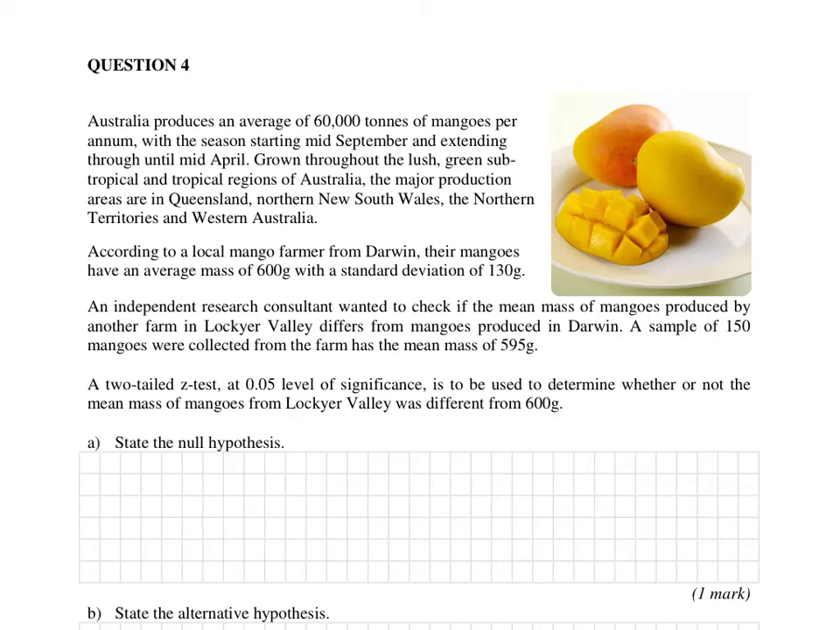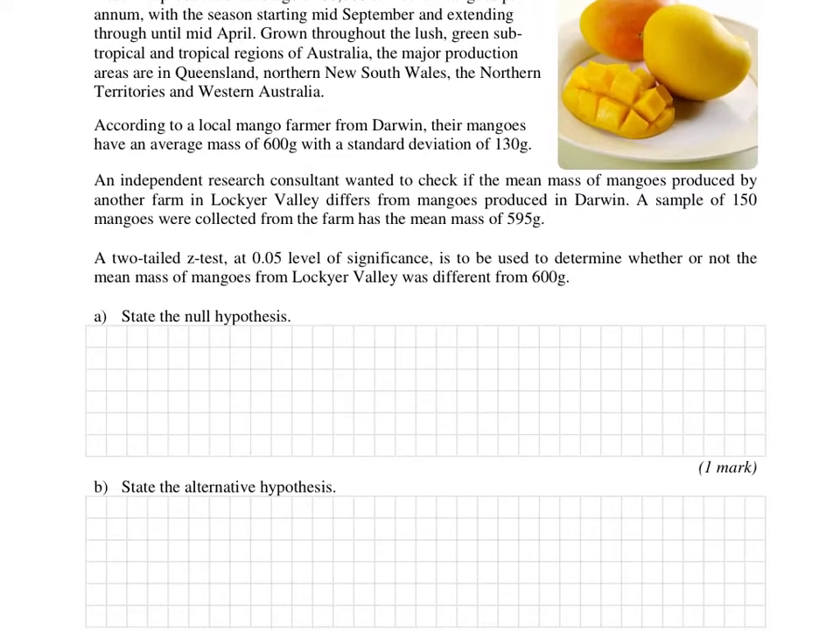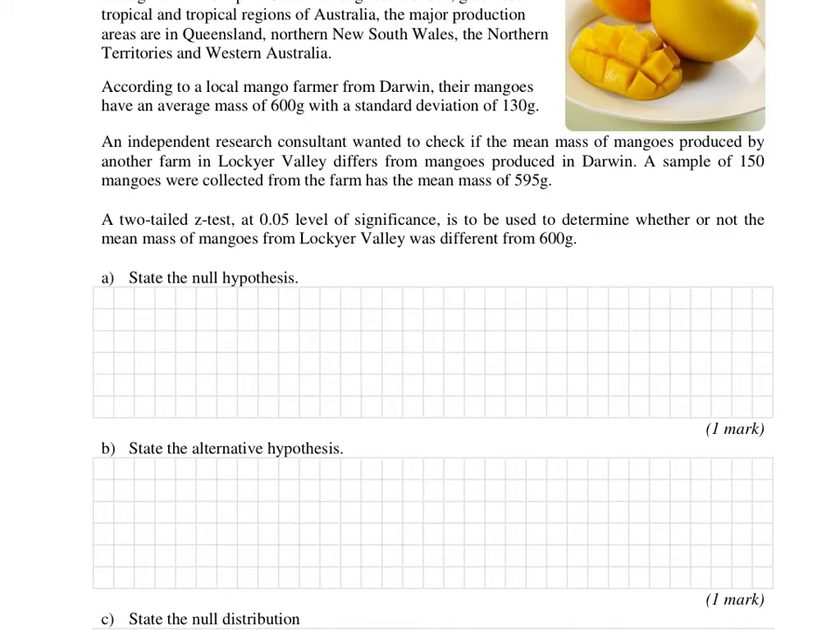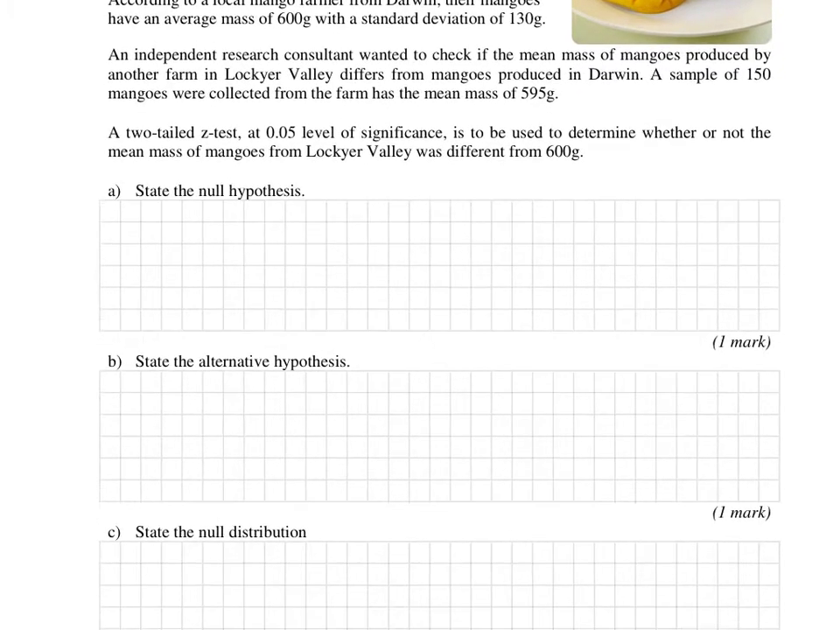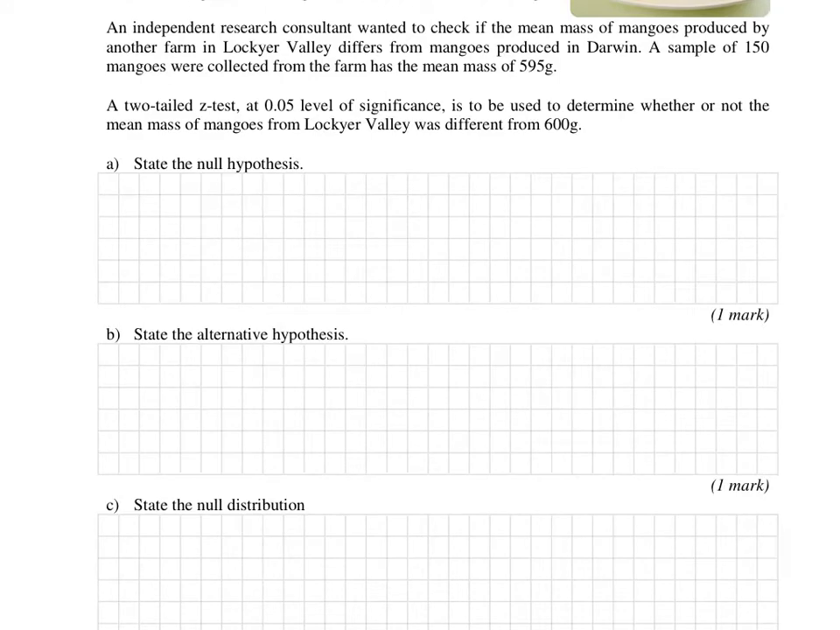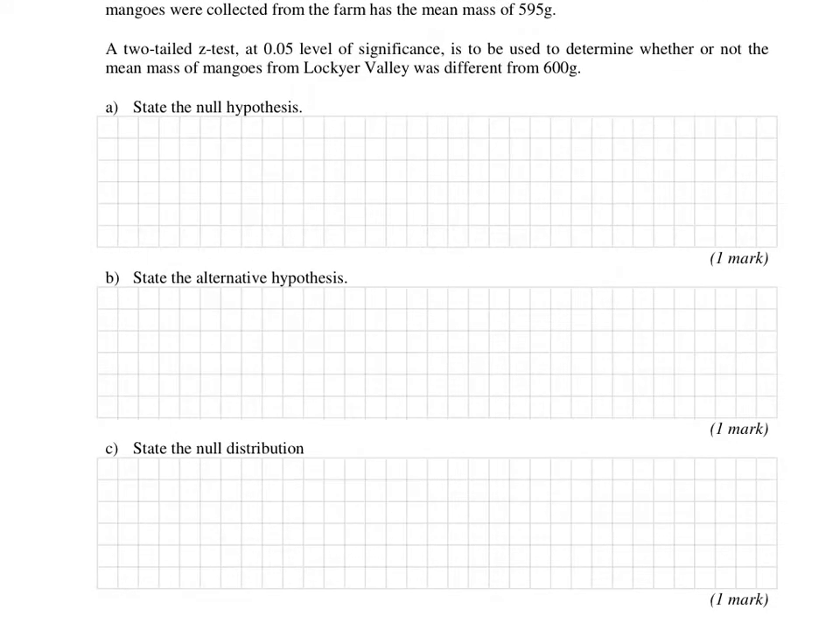For this second part of the solution to 2010, let's look at question 4 and 5, and I'm going to end with the first questions. It's hypothesis testing, basically Z tests. So I'm going to write the null hypothesis and alternative hypothesis, and also state the null distribution.